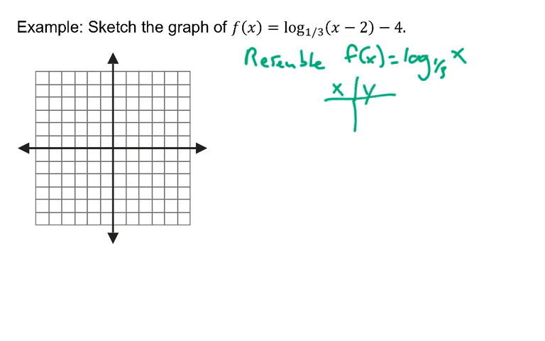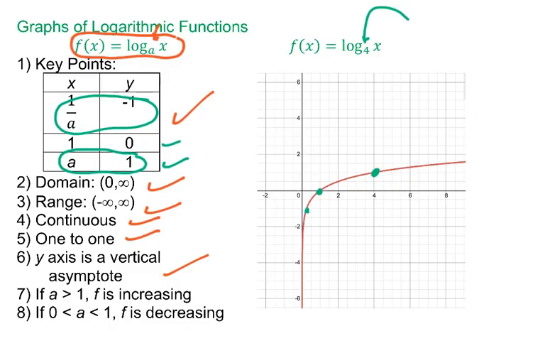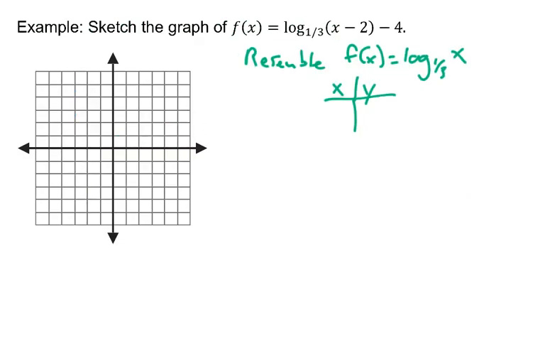And my key points, we'll go back to look at this original slide. The first point is (1/a, -1). My a here is 1/3. 1 divided by 1/3 would be 3. So this will include (3, -1). All of the basic logarithmic functions, the logarithm with base a, go through the point (1, 0). And then finally, they also go through the point (a, 1). So (1/3, 1).